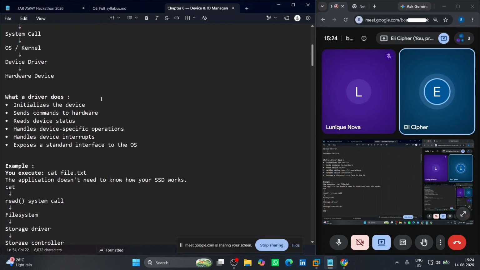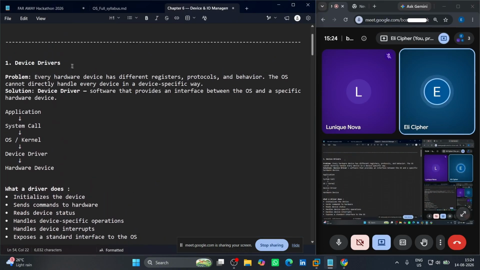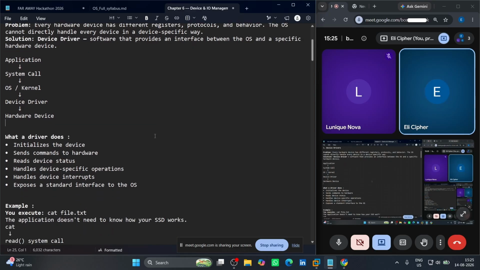Tell me, is this topic, the device driver, clear to you or not? Is it clear? Keep this sequence in your memory: when an instruction flows through the kernel, it moves to the device driver, and then it goes to the hardware device, right? Okay.